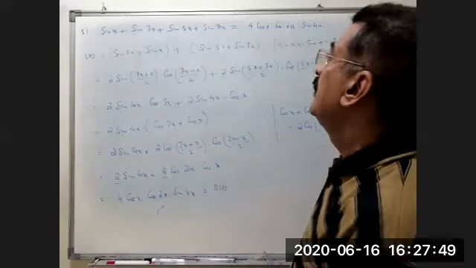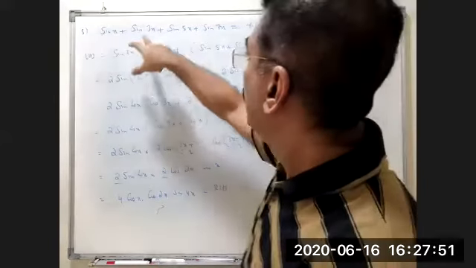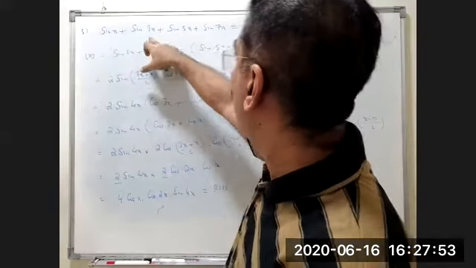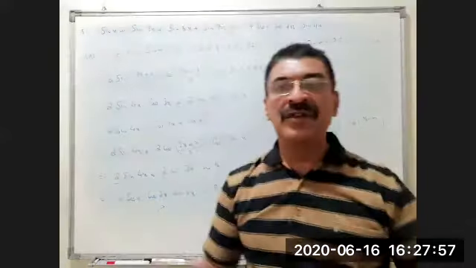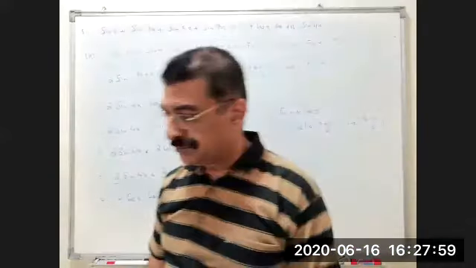Again, 7 minus 5. So that is why 5 plus 3, 8 by 2. 4 is 8. Sin 4x is 8. 7 plus 8. Then by observing, we can make it out.